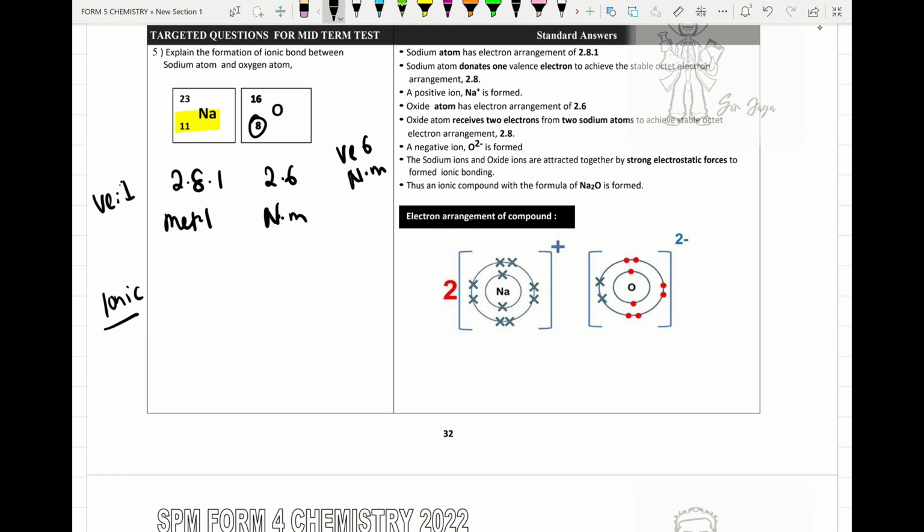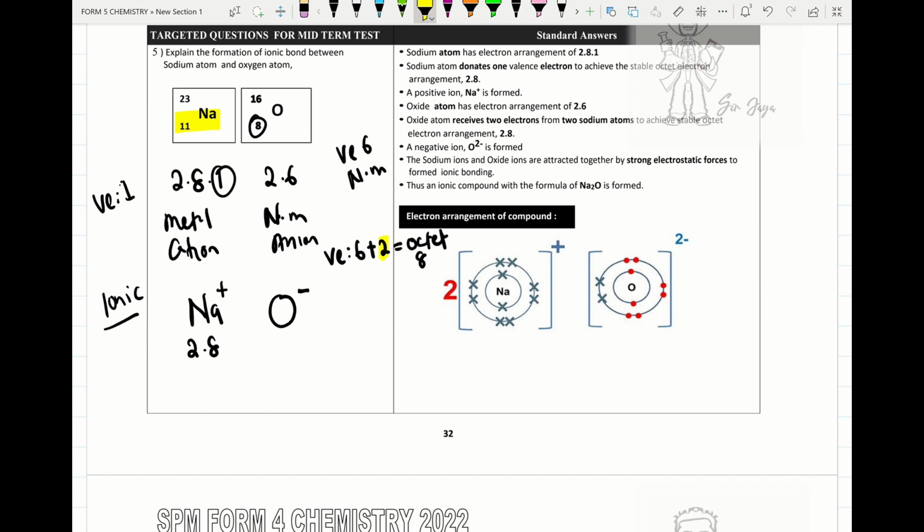And we try to check the formula. Metal will form cation, so we take sodium ion. The electron arrangement is 2.8, and sodium ion has achieved stable octet electron arrangement. And we check for the oxide ion. Oxide, a non-metal, will form anion, so we put negative. The valence electron is 6, so it needs 2 more electrons to achieve octet. Octet means the outermost shell contains 8 electrons.